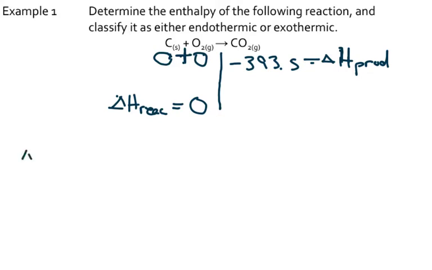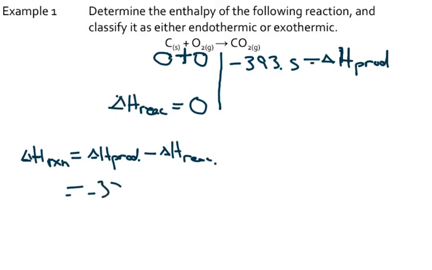To calculate the delta H of the reaction, we take the delta H of the products minus delta H of the reactants. So that would be negative 393.5, subtract 0, gives us a total of negative 393.5.